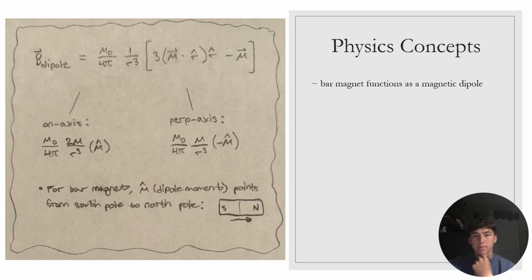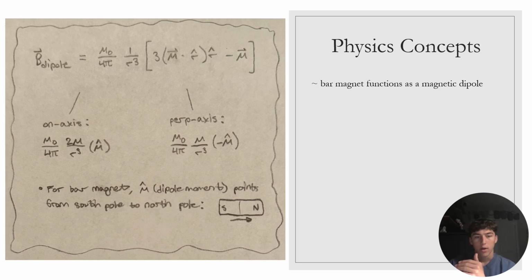The most important concept to know is that a bar magnet functions like a magnetic dipole. Just like a dipole that has a negative and a positive charge side, a magnetic dipole, in this case a bar magnet, has a south and north pole. We have this equation for the magnetic field from a dipole, and we can get this from calculating the magnetic field from a charge moving in a loop of current. This equation can also be simplified for applications like on-axis or perpendicular axis observations.